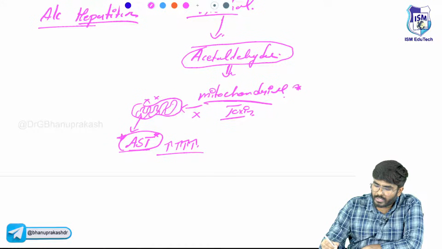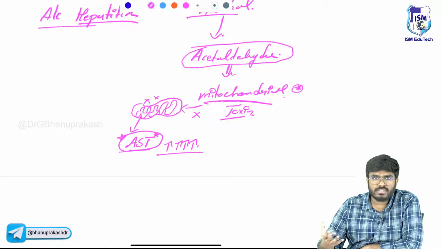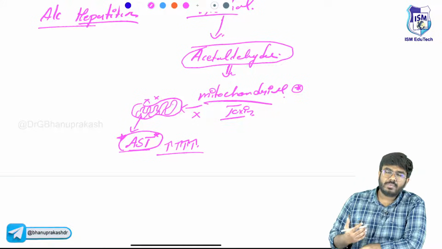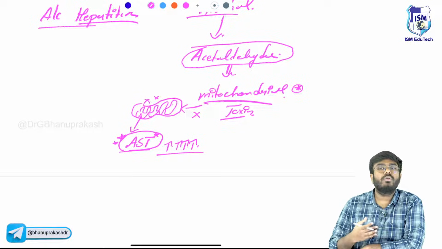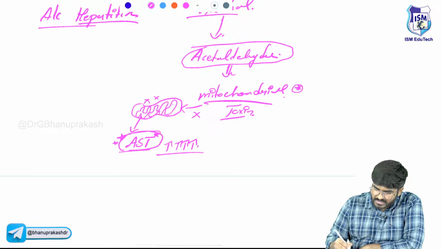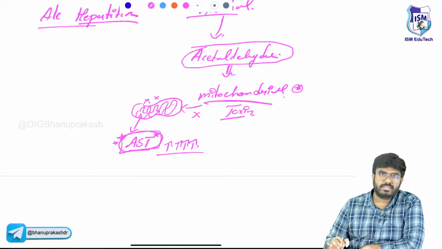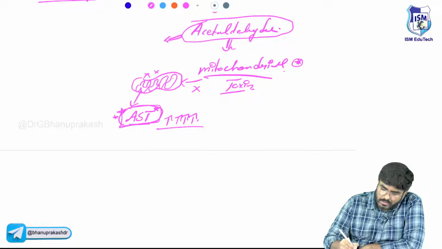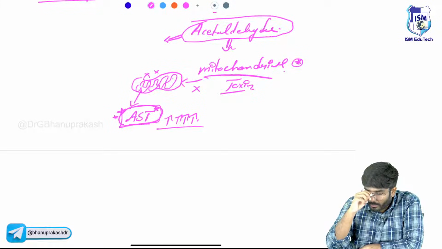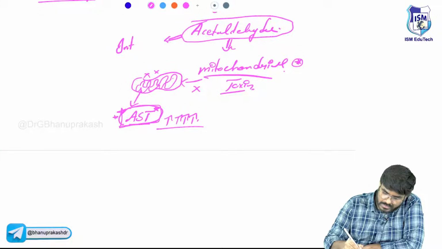So alcohol is converted into acetaldehyde, and this acetaldehyde is a mitochondrial toxin. Basically, alcohol is a toxin that will cause damage to the liver, especially the mitochondria. So the mitochondrial enzyme AST is going to rise more. Whenever you see AST, think alcoholic hepatitis. Now this alcohol not only damages the mitochondria but also damages the intermediate filaments in the hepatocytes.